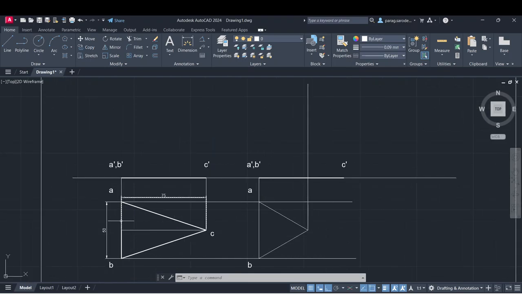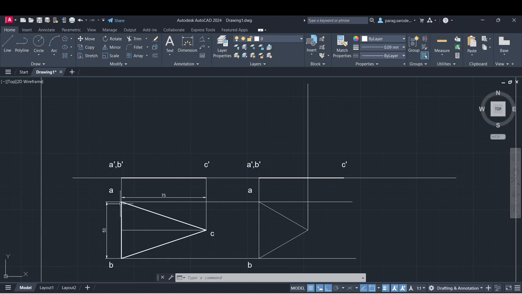While it is an equilateral triangle, the 50mm side is still in the horizontal plane. So we draw this 50 first, then from the midpoint of the side we take 75, then we join A, B, C. So this is the isosceles triangle we get.